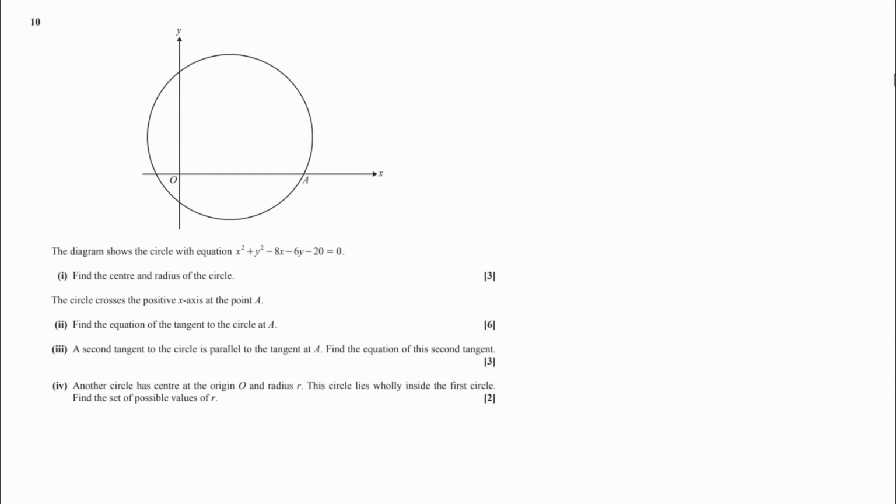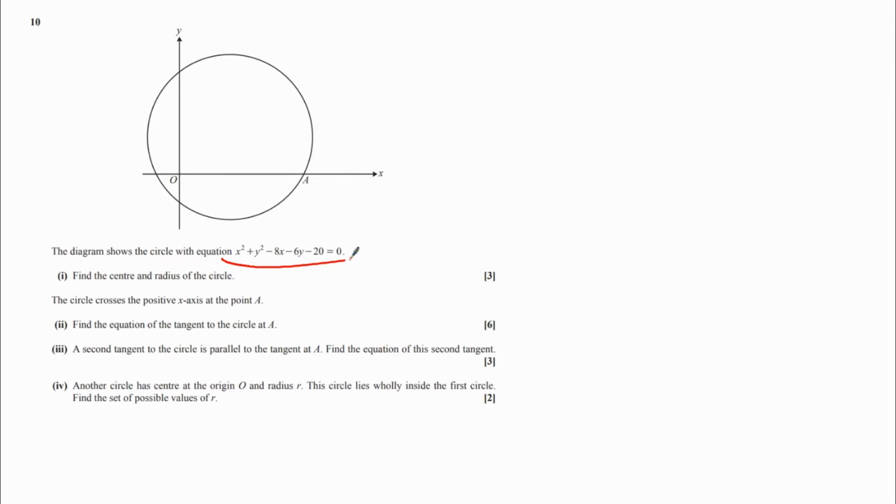Question 10 says the diagram shows the circle with equation x squared plus y squared minus 8x minus 6y minus 20 equals 0. Find the center and radius of the circle, which is again a good question, and again it is related to basic algebra which you have started in GCSE. This is about completing the square.